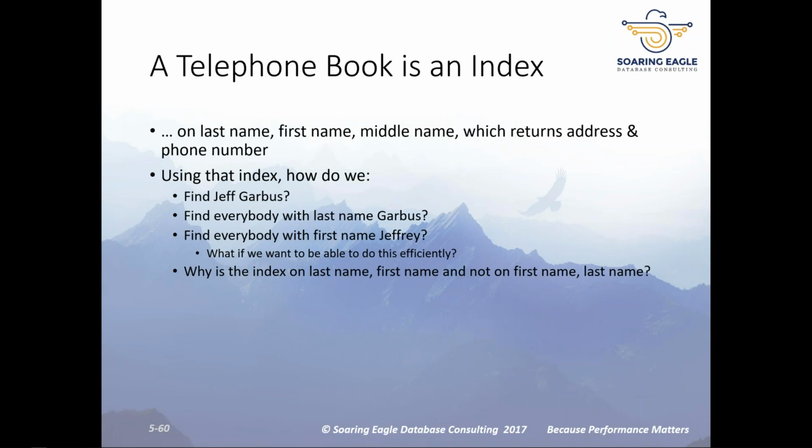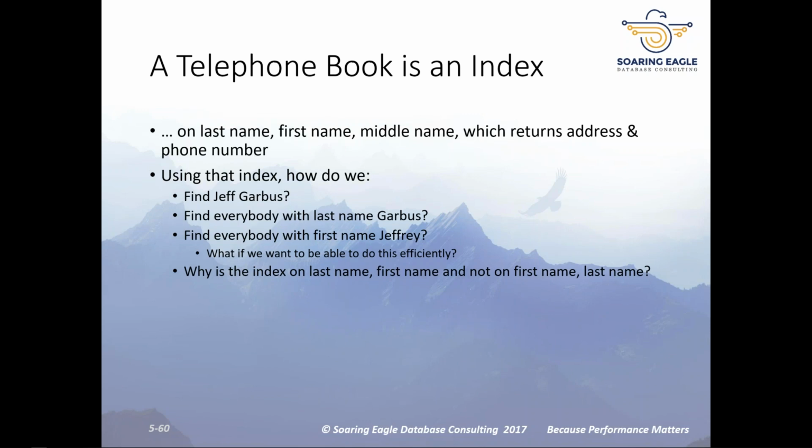Well, we'd create another index, right? So in this case, it would be a separate telephone book. Now, let's stay with that analogy because the telephone book itself is a clustered index. Why is it clustered? Because the data is sorted in the order of the index. And if I want all the Garbuses, they're all going to be on the same page on a good day. But what about all the Jeffreys?